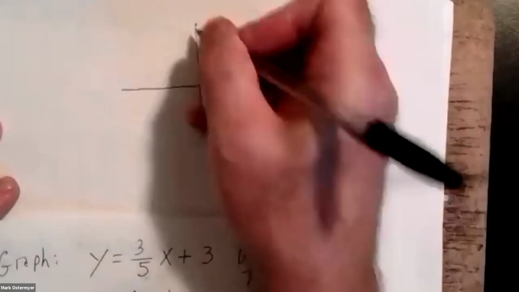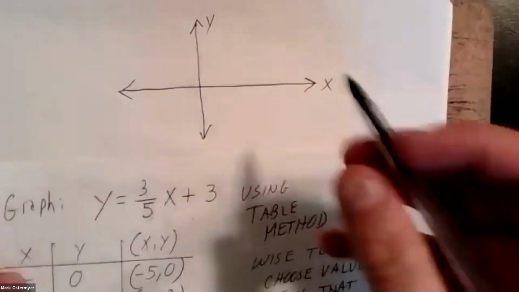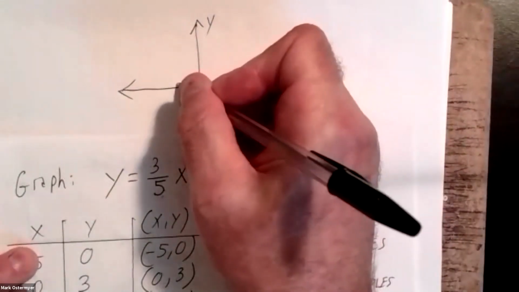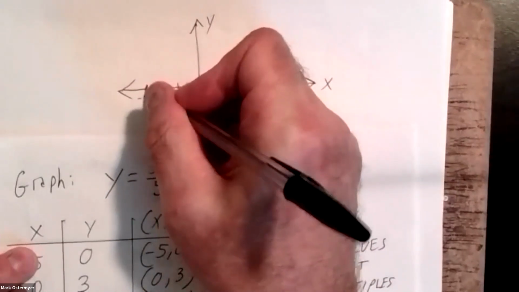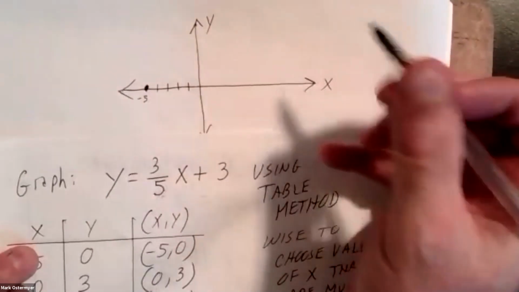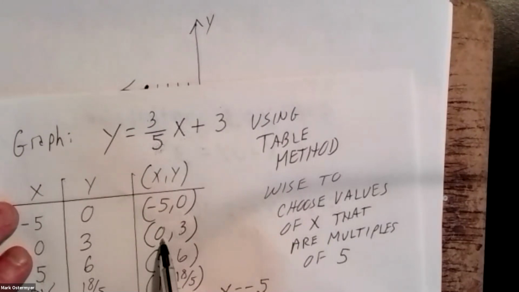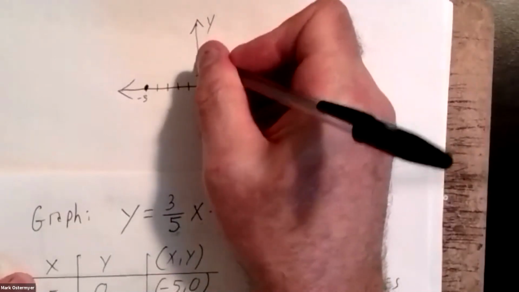So to graph this linear equation here, we got our xy plane. And we can plot these points. To plot -5, 0, we start at the origin, we move 5 to the left on the x-axis. Since the y-coordinate is 0, we stay at -5, 0. Plotting the point 0, 3, we start at the origin and stay on the y-axis. We don't move right or left, but we move up 3. So 1, 2, 3. There's 0, 3.